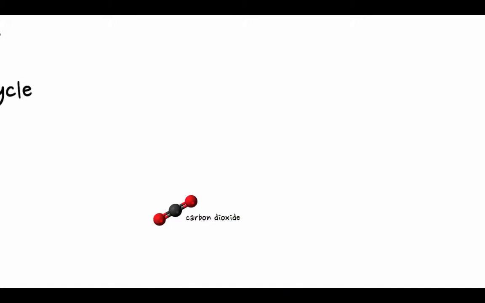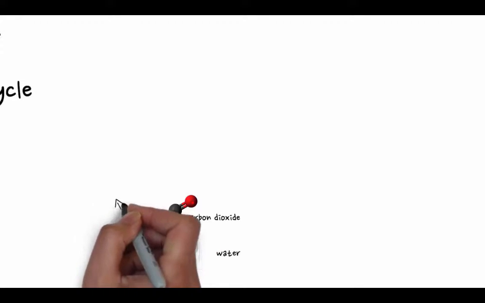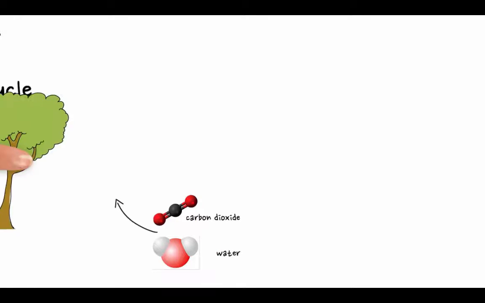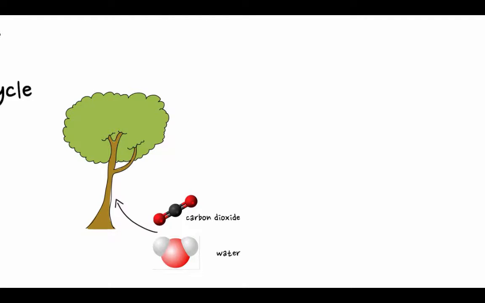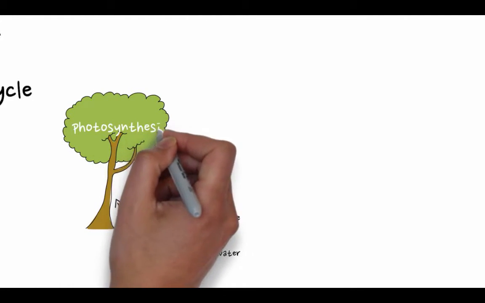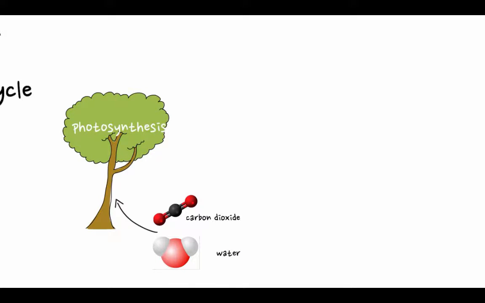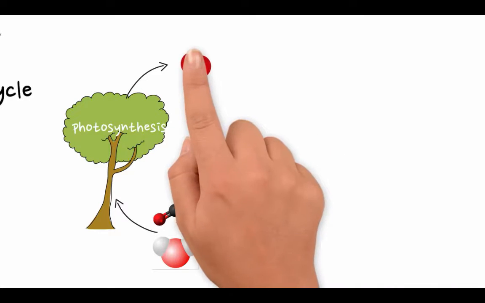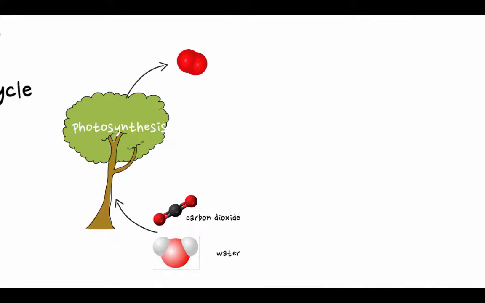First, carbon dioxide in the atmosphere is going to enter the plant through stomata, tiny pores in the leaves. Water enters the plant through root hairs in the soil and is carried through xylem vessels to the leaves. Chloroplasts in the cells of the leaf are going to fix the carbon into organic compounds in the process of photosynthesis.